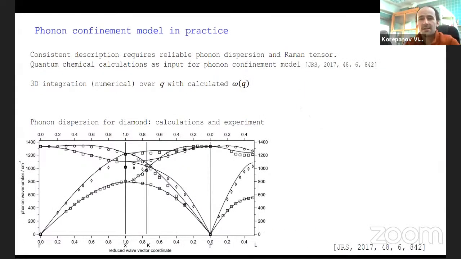In practice, recently quantum chemical calculations became available, and you can calculate what is the energy of the phonon depending on this phase shift, on this wave vector. And you can compare this with experimental data, and actually you can get very good description of three-dimensional phonon dispersion with quantum chemical calculations. And when you use this kind of data as input for the phonon confinement model, you can get very good description.